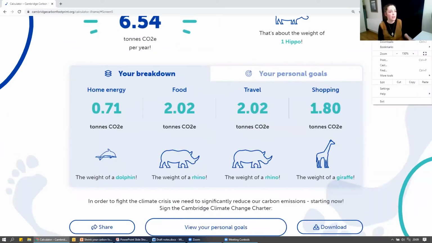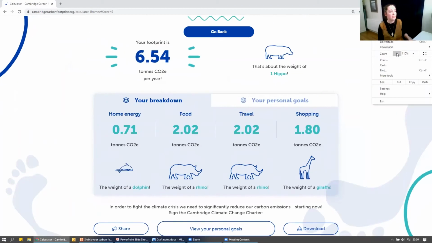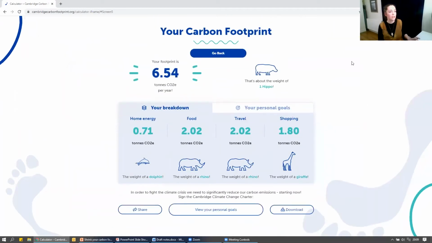Oh, I'm going to have to zoom out again. Hopefully you can all see that.